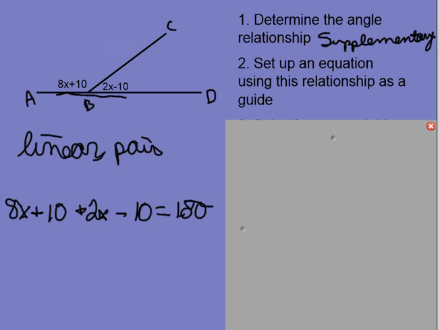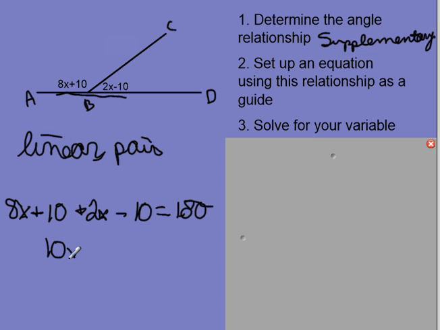All right, so we've set up our equation, and now our third step is to solve for the variable. This is simply an equation that you have to solve, and you guys have done this. You have to simplify first. So 8x plus 2x gives you 10x. And then I have plus 10 minus 10. Those are going to cancel each other out because they're additive inverses. They just add up to equal 0. And then I have my equal sign, equals 180.